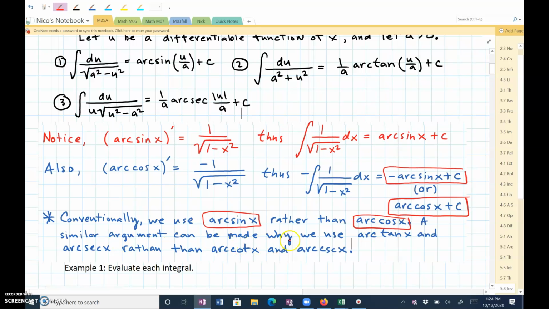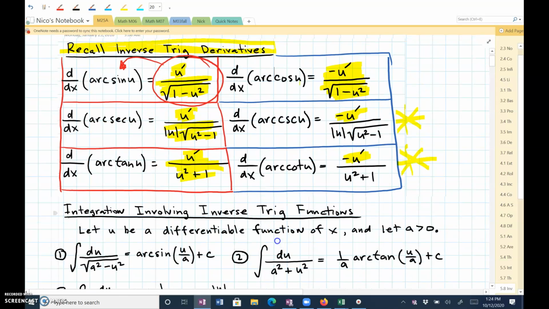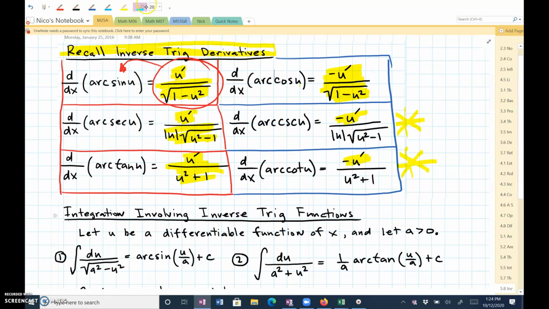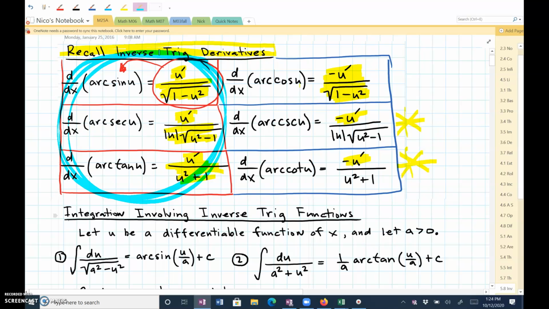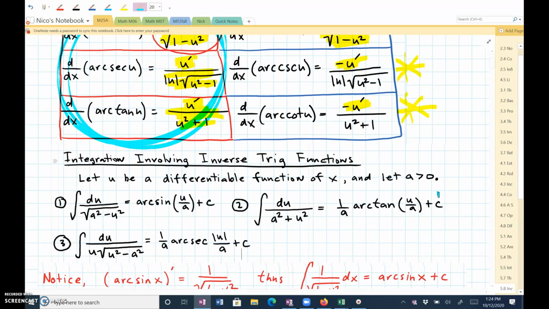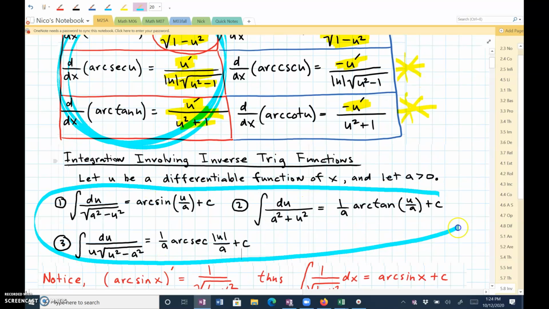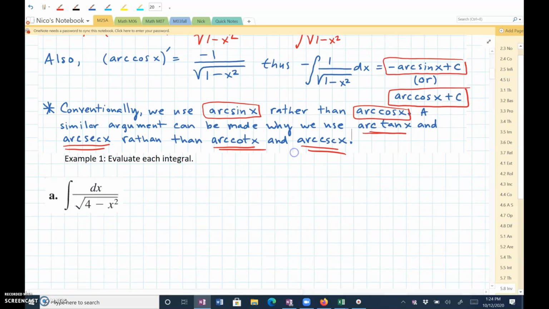A similar argument can be made for arc tangent of x rather than arc cotangent, and arc secant rather than arc cosecant. So basically, we just use these three. All right, so let's try some of these.